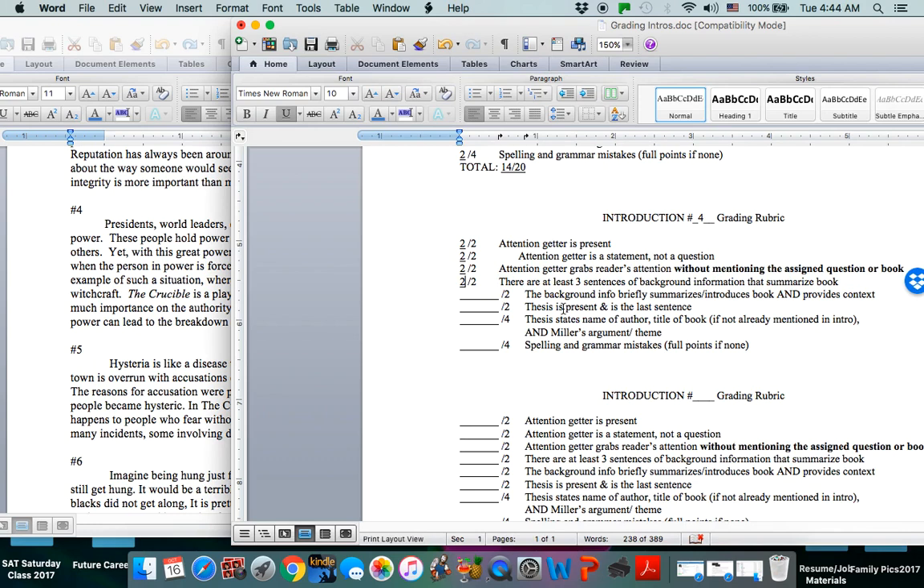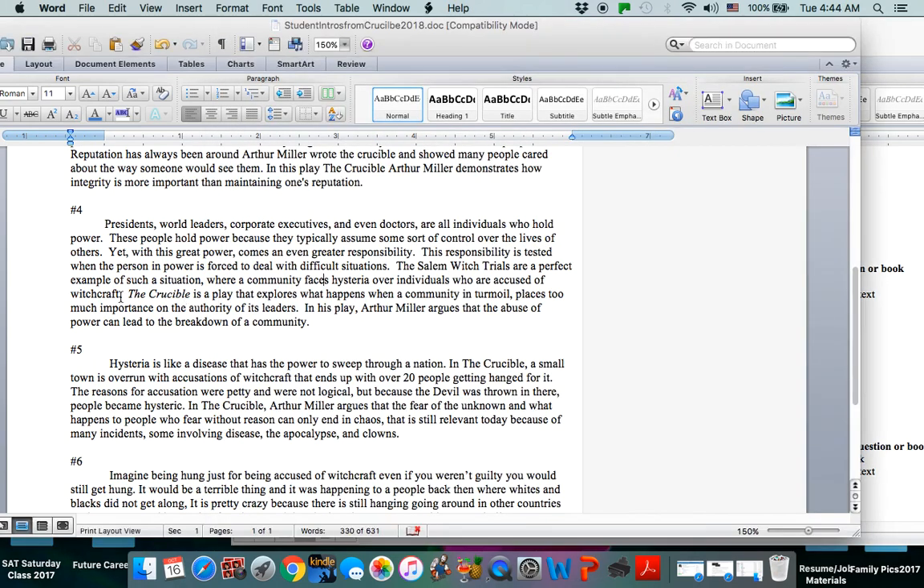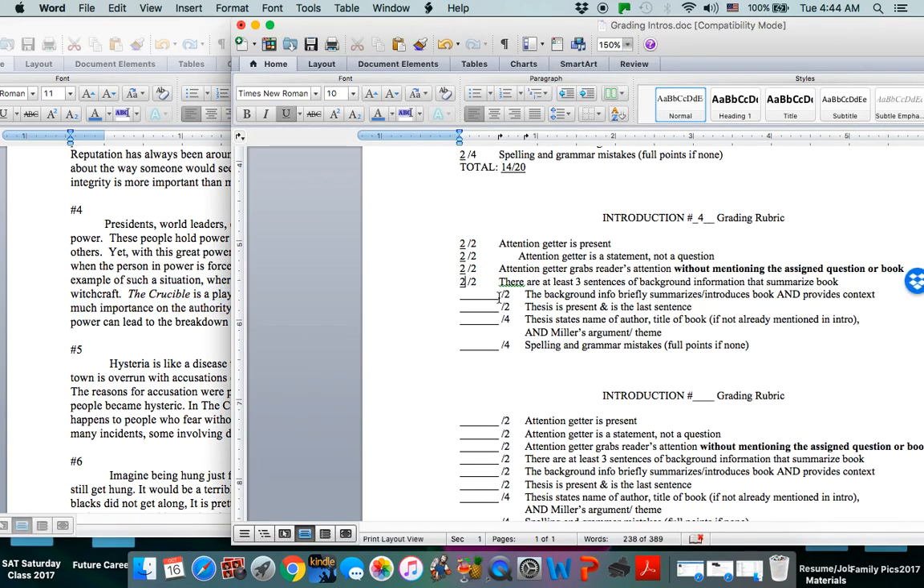Does it summarize and introduce the book? It absolutely does. It comes right out and says the Crucible is a play. Okay, that's what you want to do. The Crucible is a play that does this. Again, your readers never read it. Give them 2 points for that.